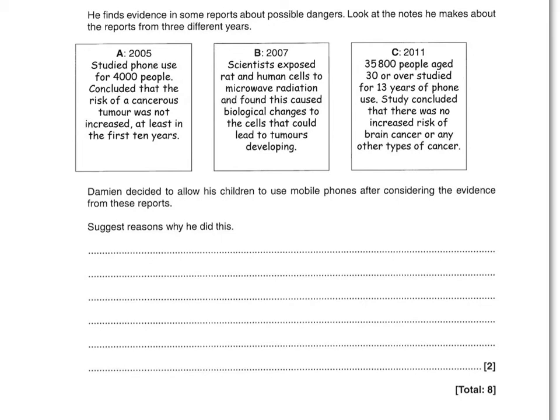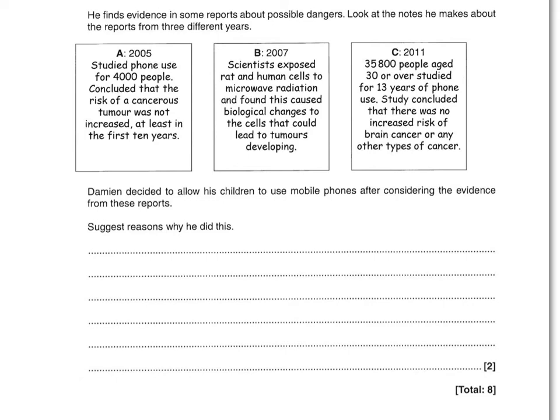So you could say any of these. So you could say that less people studied, or there's less evidence in A compared with C. You could say that there's a shorter time study in A compared with C. You could say that there's more research for mobile phones than against it. You could say that the study was about old people and not about young people.